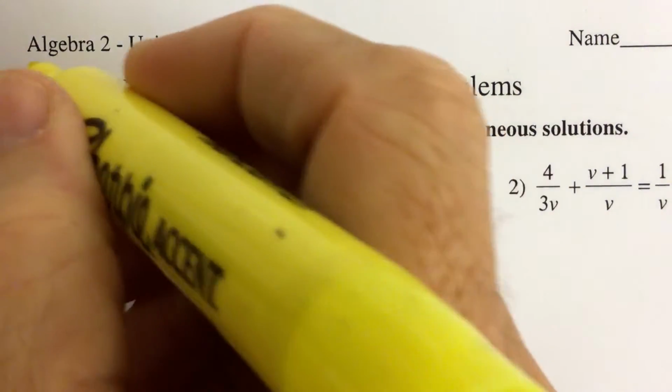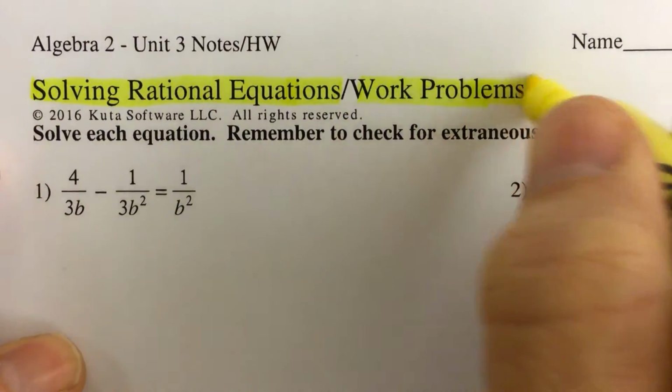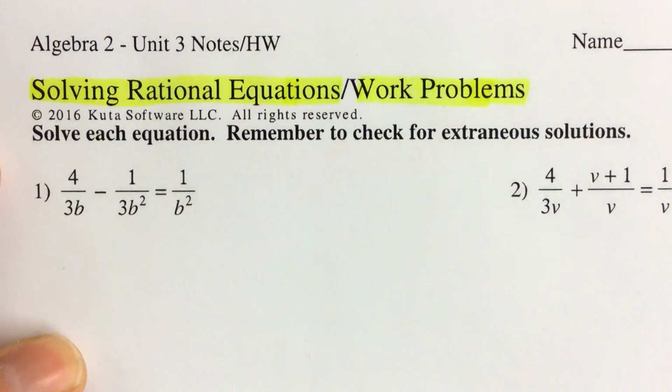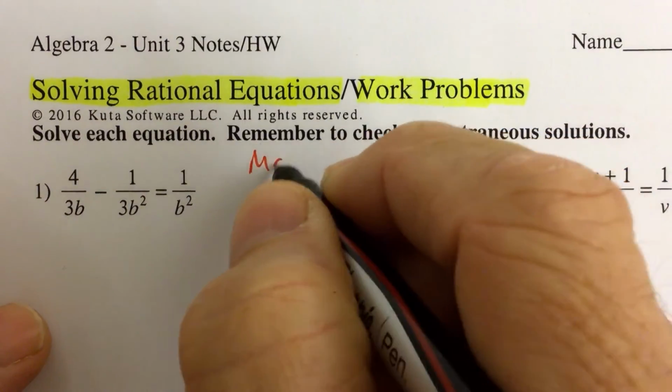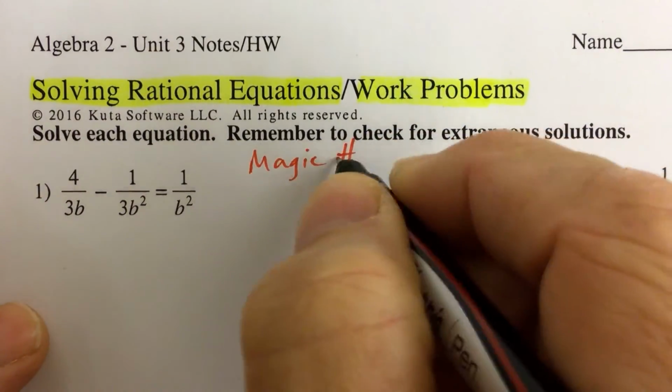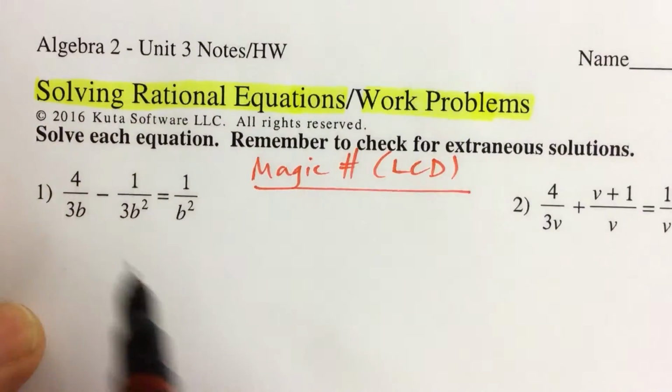In this set of videos, we'll be solving rational equations as well as work problems. And there are two things we want to be thinking about when we're solving rational equations. Number one, we want to be thinking about the magic number. And the magic number is just the lowest common denominator of all of the denominators.